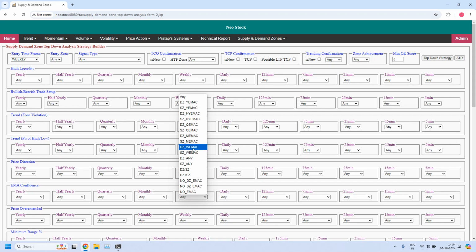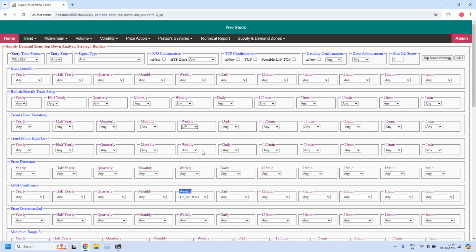Weekly demand zones having weekly EMA confluence with this filter, but at the same time the trend should be uptrend. That is the reason why, under trend, zone violation trend and weekly time frame, I am selecting uptrend. If the list is big, I will filter even further by looking for the swing high low trend to also be uptrend. That means pivot high low.